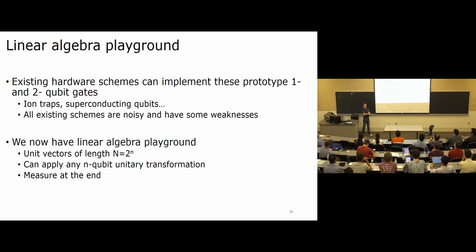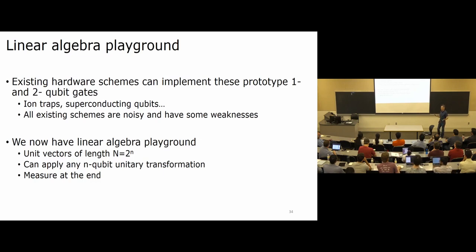what about existing hardware schemes? So there's been work in recent years on ion traps. For example, the company IonQ works with ion traps. And there's work on superconducting qubits. IBM works with superconducting qubits. And these technologies, they all have gaps. They have pros and cons. They're all noisy. But they can implement these prototype 1 and 2 qubit gates, which means that they can, in principle, implement anything, any unitary transformation that you want.